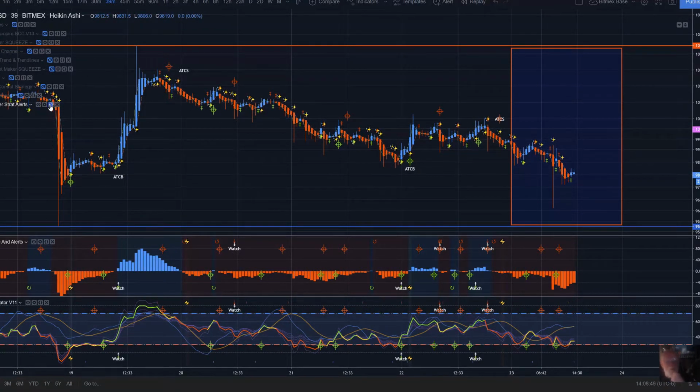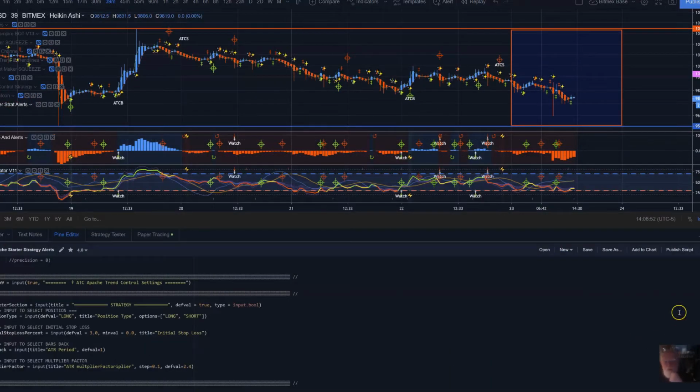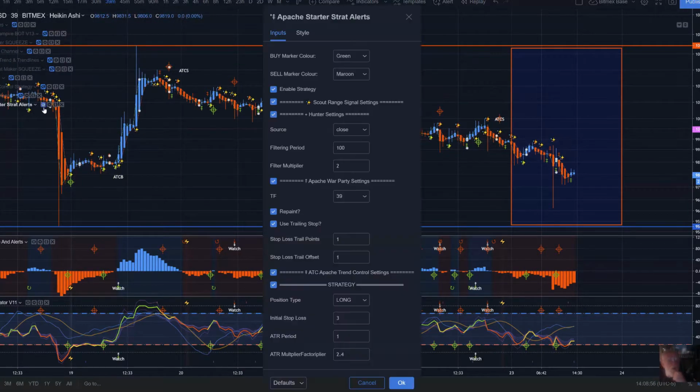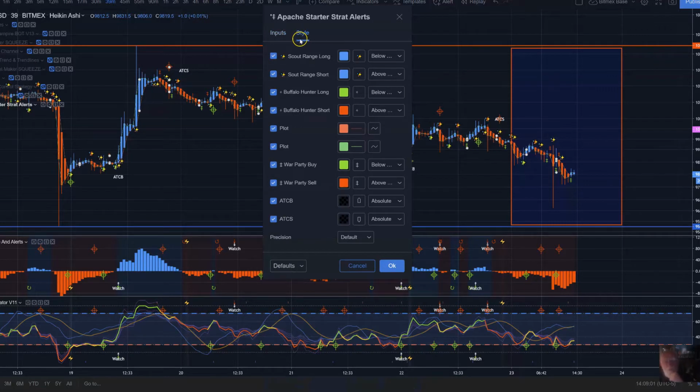Settings are, no, not that. We need settings. Style. Scout. Scout signals provide the top-up features in the script. You can either use Scout or you can use War Party. I prefer Scout. It's either or. You guys can decide which ones you want to use.